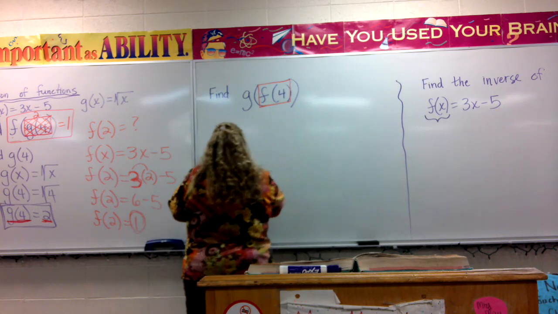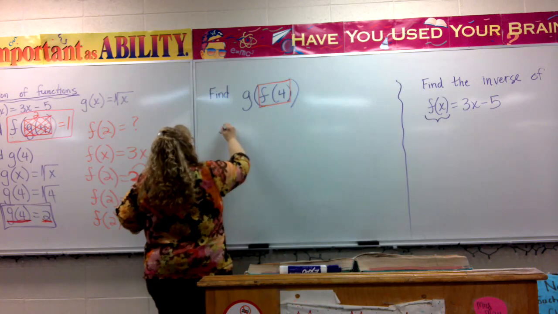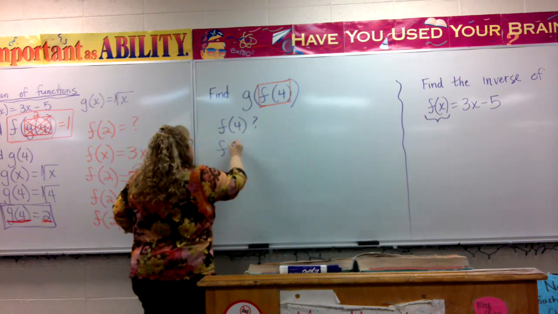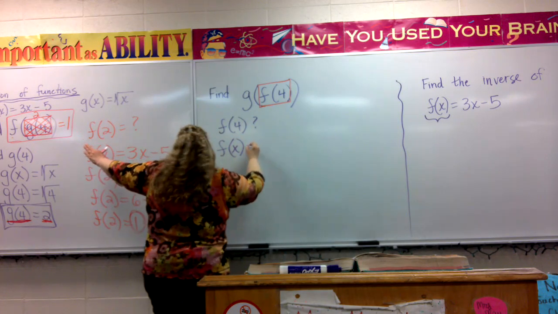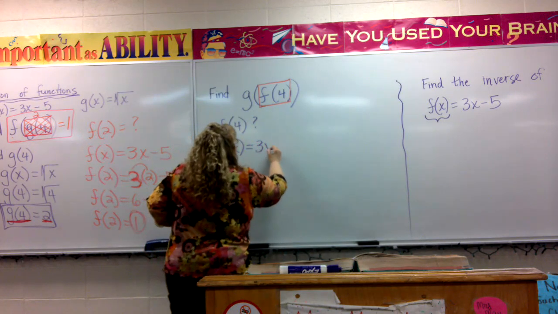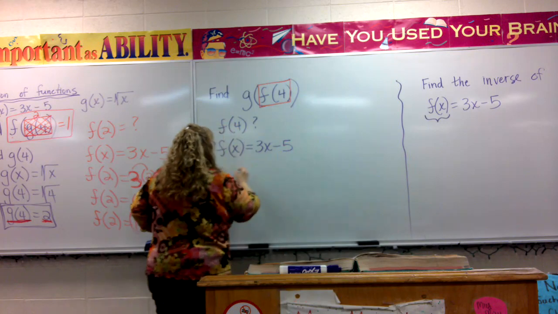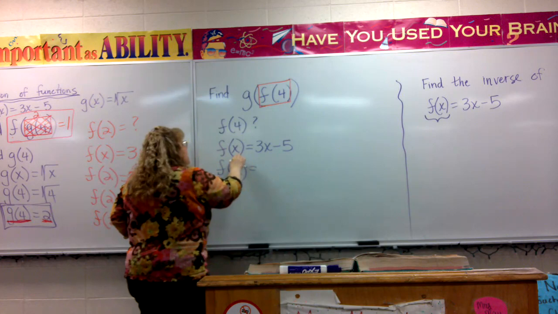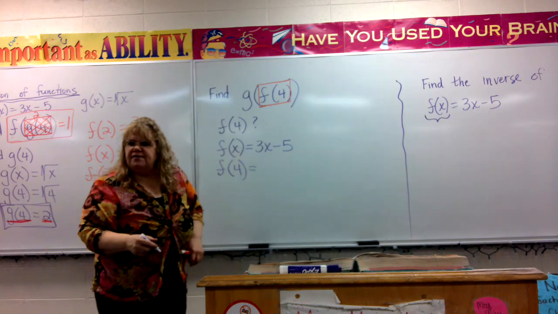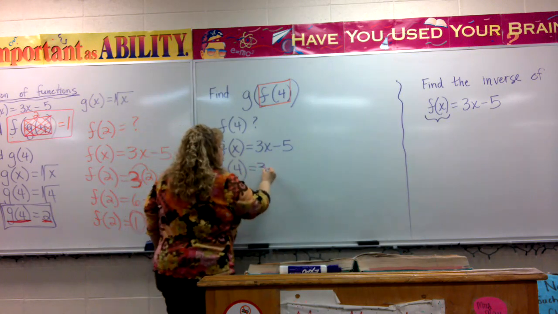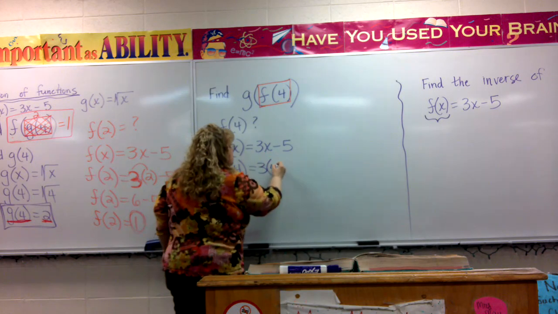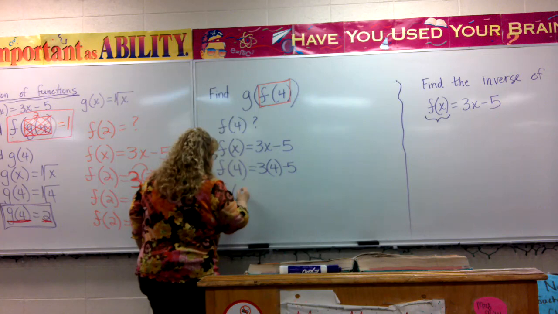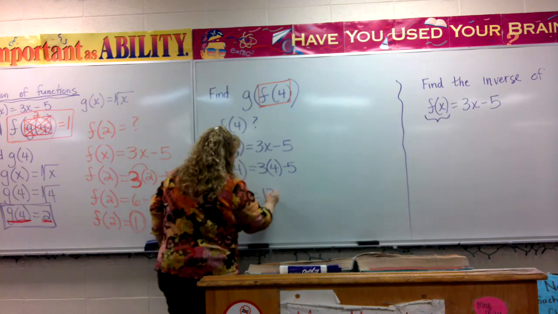So I need to find f of 4. What's the f function? See it over there? It's 3x minus 5. But if I want f of 4, where I see the x, I'm going to put a 4 in there. So f of 4 equals 12.